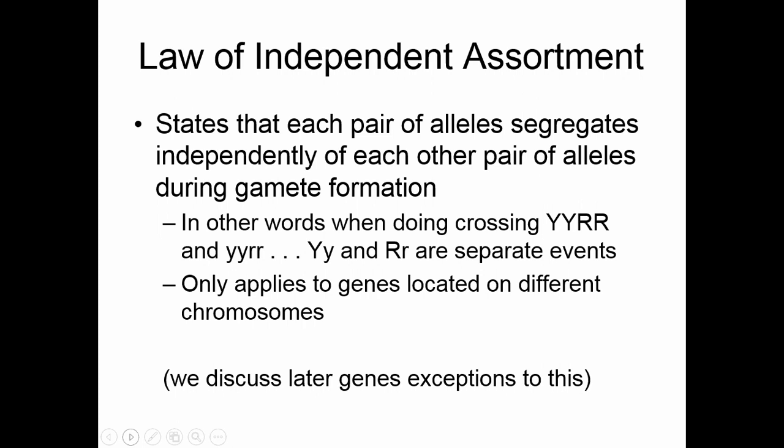The law of independent assortment was what I was describing earlier when I'd also described the law of segregation, and it states that each pair of alleles segregates independently of the other pair of alleles during gamete formation. In other words, when doing crossing, big Y, big Y, big R, big R, and little y, little y, little r, little r, the Y's and the R's are separate events, and this only applies to genes located on different chromosomes.